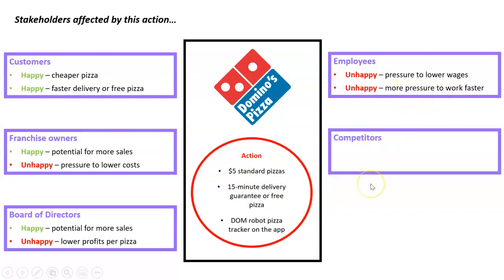We've got the competitors. So like Pizza Hut, for example, just your local pizza chain, very unhappy with this. Loss of customers to Domino's, particularly customers that aren't that concerned with quality. They just want a quick pizza. Well, you're going to go to Domino's. So the competitors are going to be unhappy. And also, to keep customers, the competitors are probably going to have to lower prices.